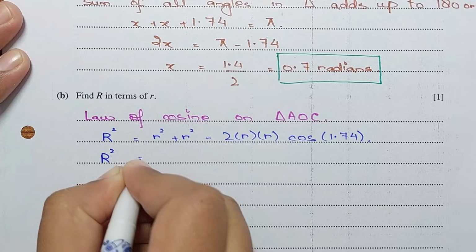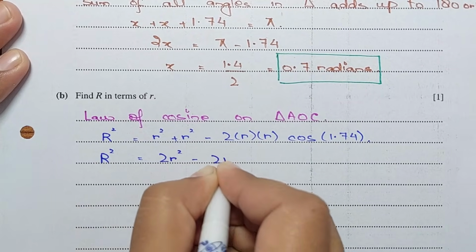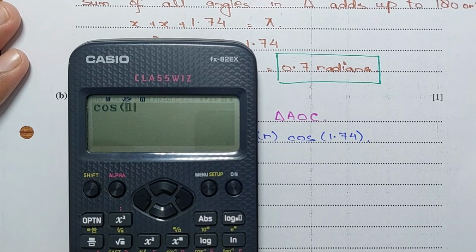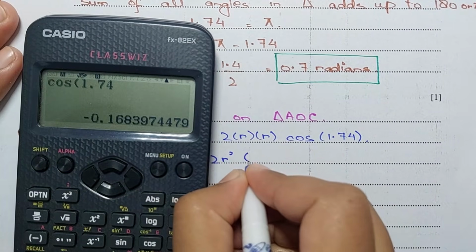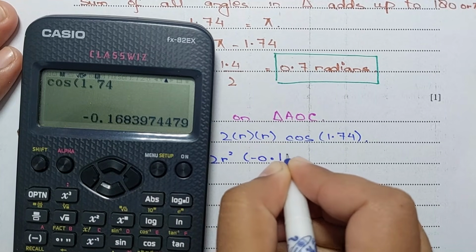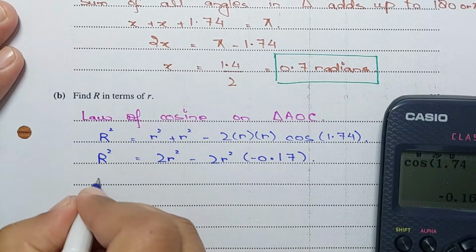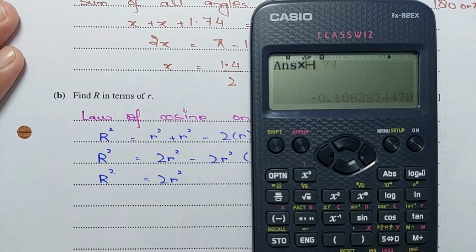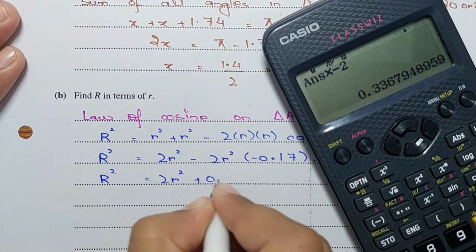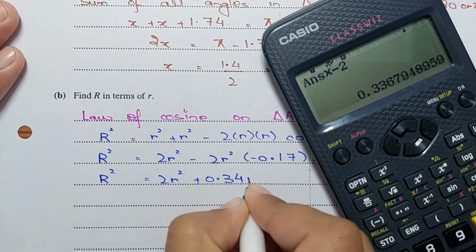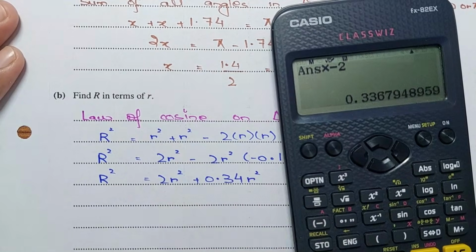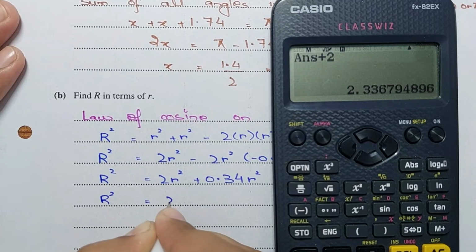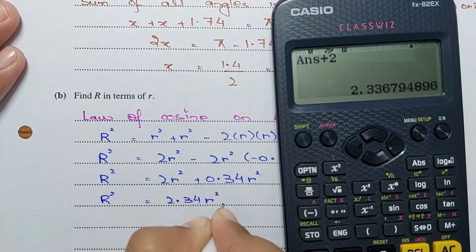Now this is r square plus r square, so 2r square, minus 2r square times cos of 1.74. What is cos of 1.74 in radians? This is in radians. Cos 1.74 would be negative 0.17. Now multiply this term by negative 2 and you get positive 0.34 r square. Now we can simplify the r square coefficients by adding them up with 2. So capital R square is 2.34 r square.